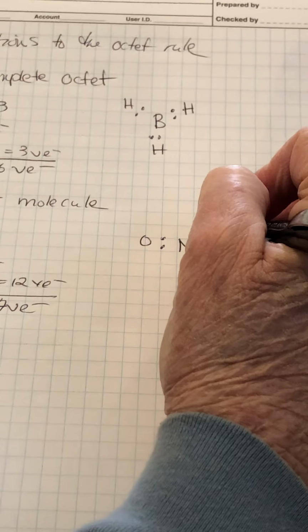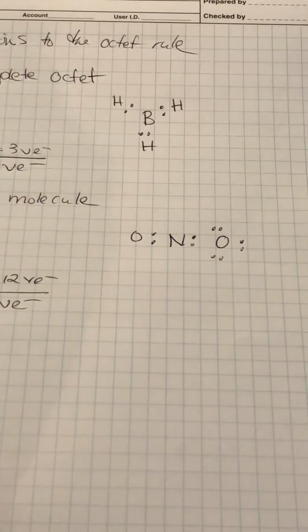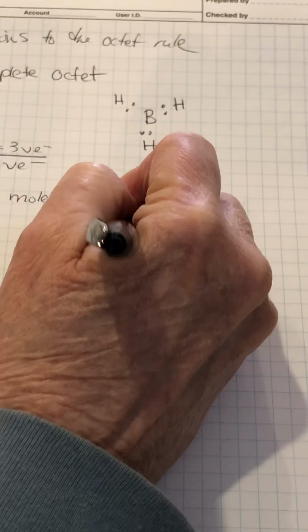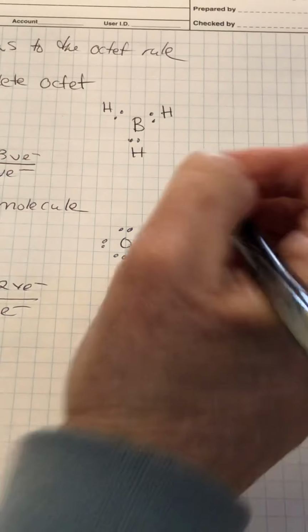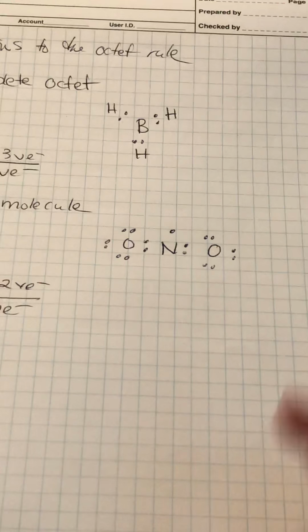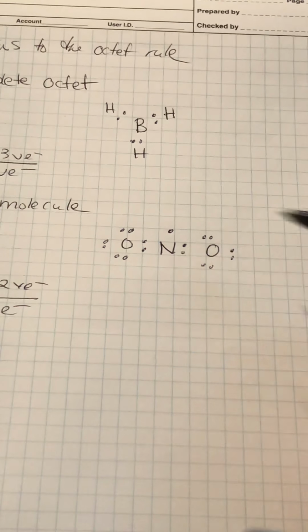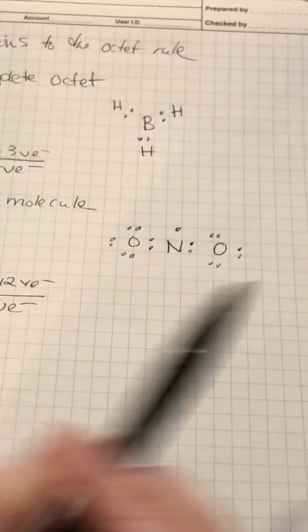Let's complete the octet for the outer atoms. 2, 4, 6, 8, 10, 12. We have 1 electron left. Okay, let's just throw it on the nitrogen. Each oxygen has 2, 4, 6, 8 electrons around it. Nitrogen has 2, 4, 5.